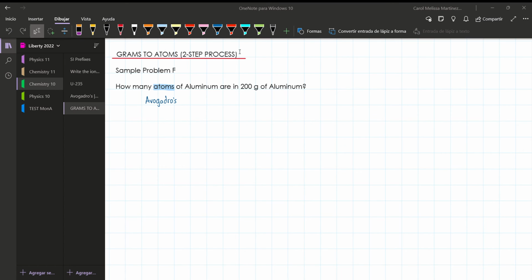And I see the unit gram, the abbreviation of grams. So I know that here I'm going to use molar mass. Because I need to use the two of them, Avogadro's and molar mass, it is going to be a two-step process. So I'm going to start with my given. My given is 200 grams of aluminum, and my unknown is how many atoms of aluminum.